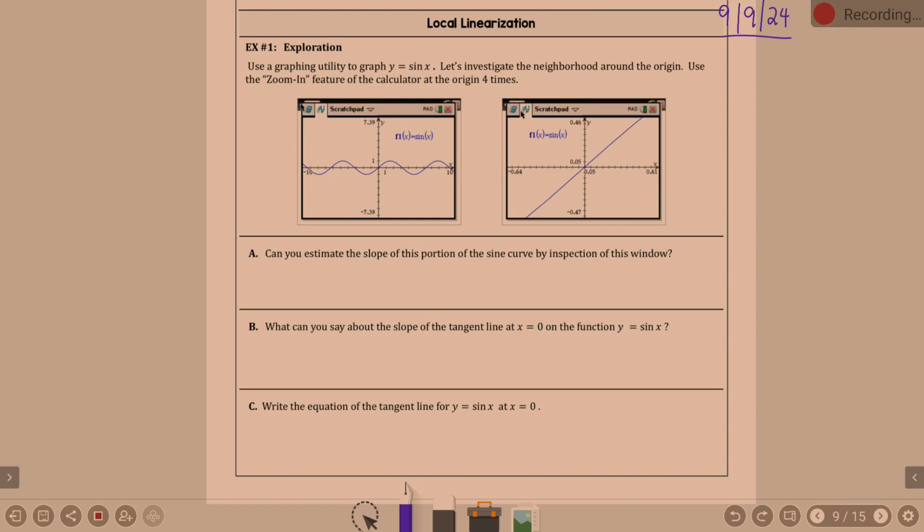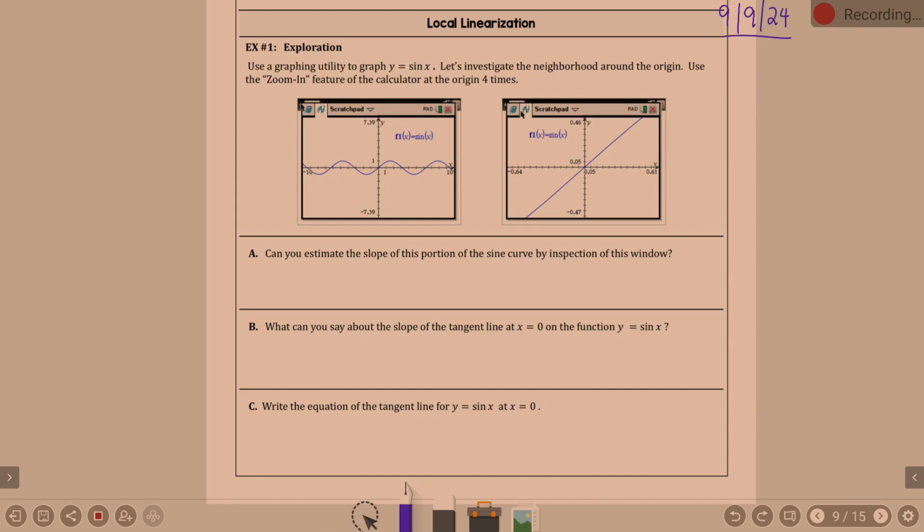Every time I push graph, it just goes back. Graph, because your stat plots are on. Right. Now you've got to graph. Now you just have to type your function back. Okay.